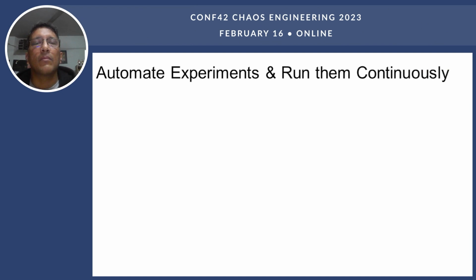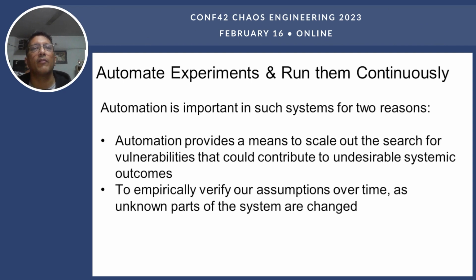Once we have finalized an experiment, the next step is to automate your experiments and run them continuously. Fine. We all know about what automation is and why automation came into existence, right? This is quite a straightforward thing. But here it is important for such systems in two distinct ways. Automation provides a means to scale out the search for vulnerabilities that could contribute to these undesirable systemic outcomes. And it helps in empirically verifying our assumptions over time as the unknown parts of the systems are changed. So it helps in covering a larger set of experiments than humans can cover manually.